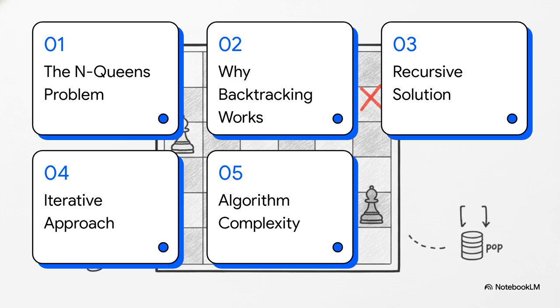Here is our roadmap for today. First, we'll outline the n-queens problem. Second, we'll look at exactly why backtracking works. Third, we'll build a recursive solution in Python. Fourth, we'll try out an iterative approach. And finally, we'll wrap up by comparing the algorithm complexity.